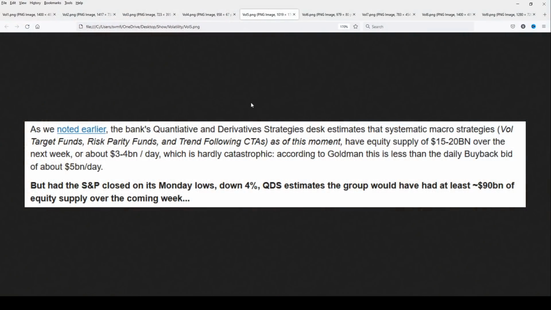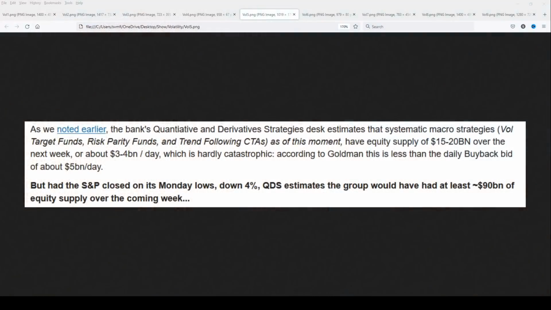So let's continue on. As of this moment, they have equity supply of 15 to 20 billion over the next week, or about 3 to 4 billion a day, which is hardly catastrophic. According to Goldman, this is less than the daily buyback bid of about 5 billion a day. But had the S&P closed on its Monday lows, down 4%, QDS estimates the group would have had at least 90 billion of equity supply over the coming week. And just so we're clear, they're talking about selling. So let's go to the next piece of this article.